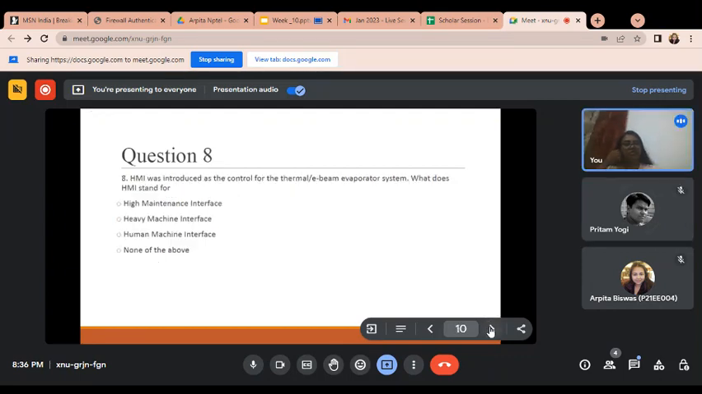And the next question is, HMI was introduced as the control for the thermal or e-beam evaporation system. What does HMI stand for? The first, human machine interface. Yes, human machine interface.